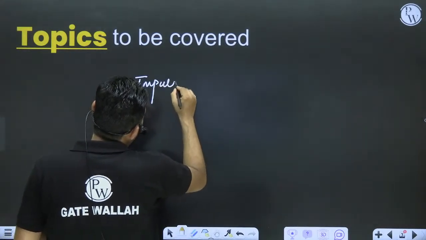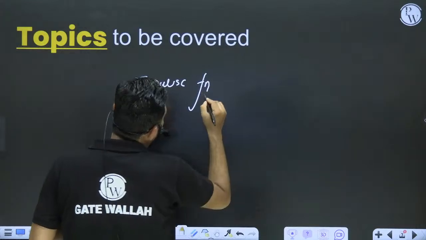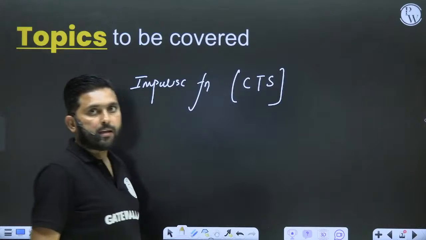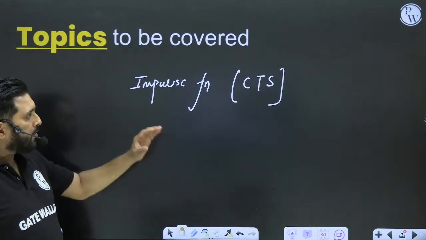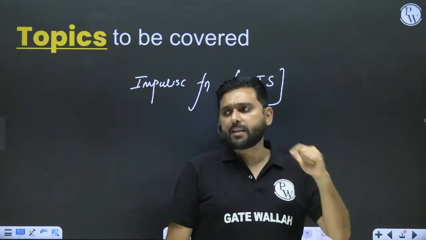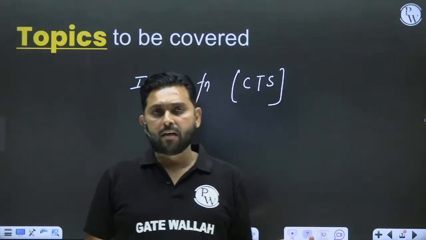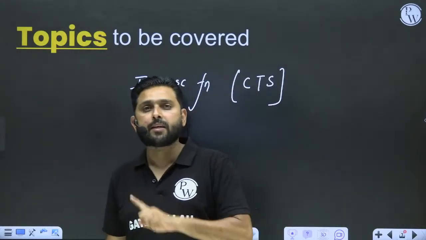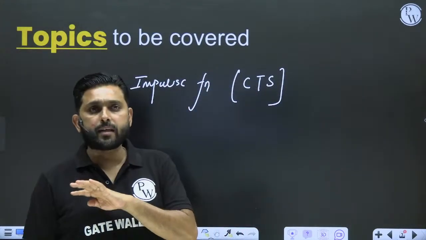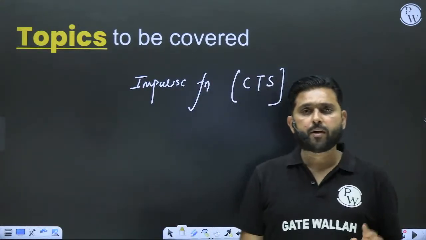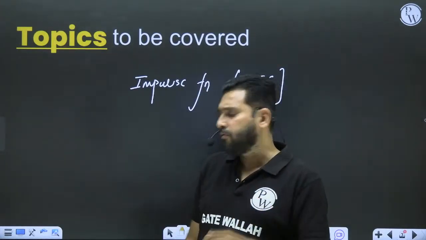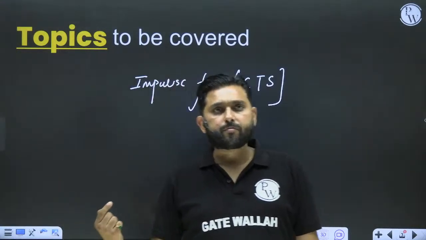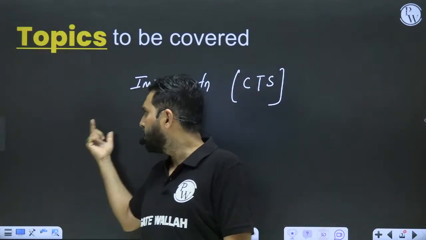Mainly the impulse function that we are going to cover is the CTS part, continuous time systems. The DTS part we will cover in the next lecture, in which I will also cover the discrete step function. I haven't covered the discrete step function till now, though I have covered the continuous step function. That we will cover as a small topic of 15 to 20 minutes, after this impulse function.